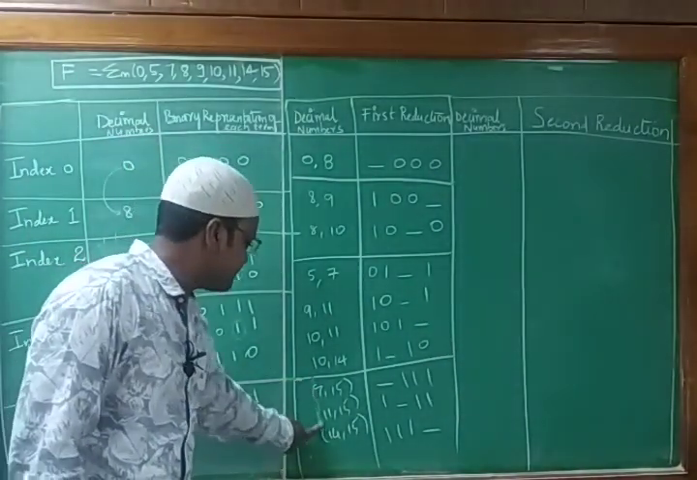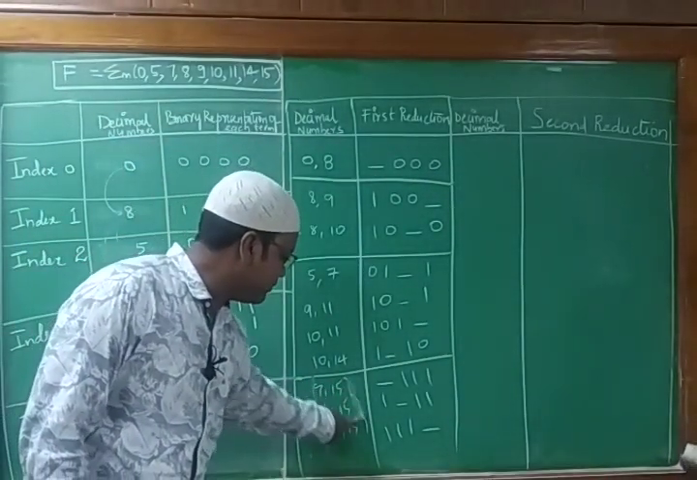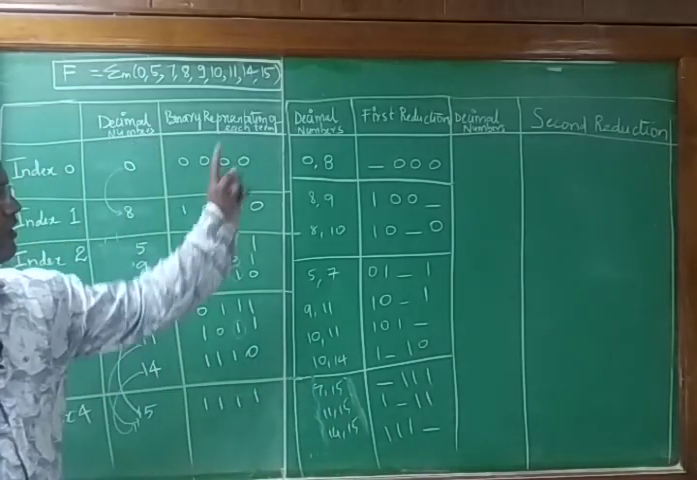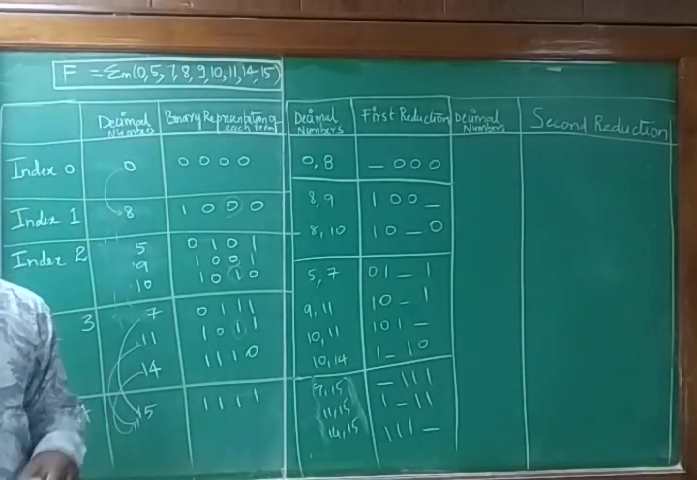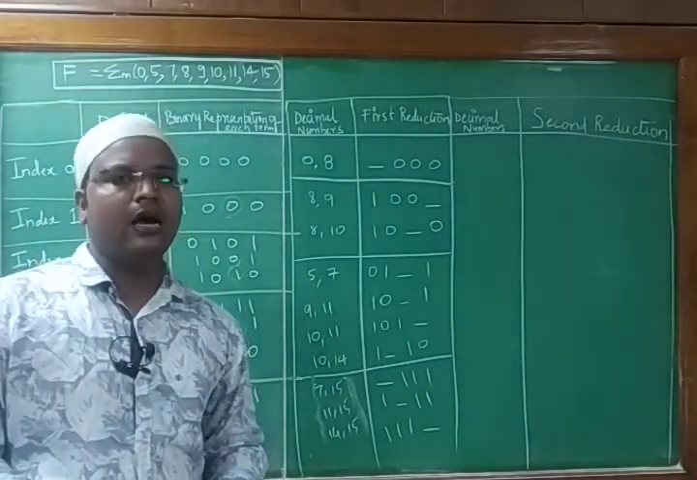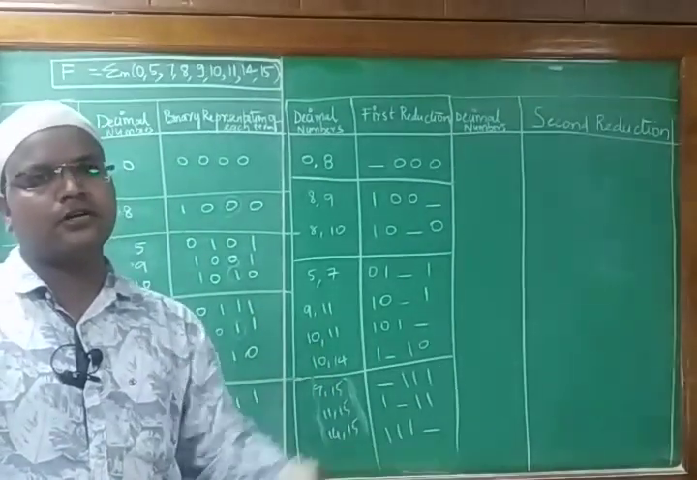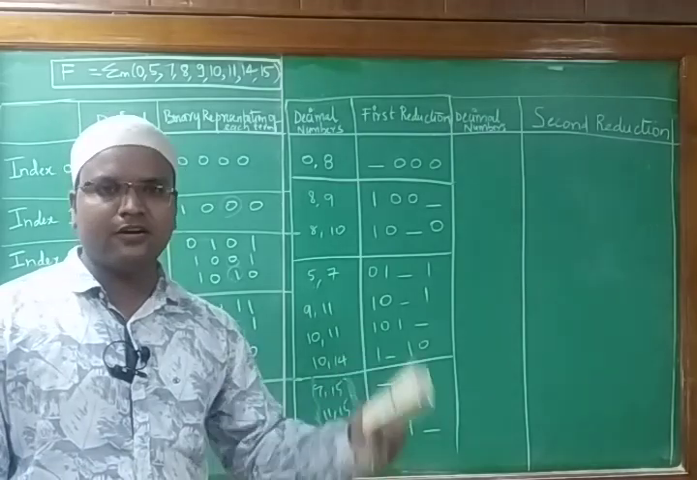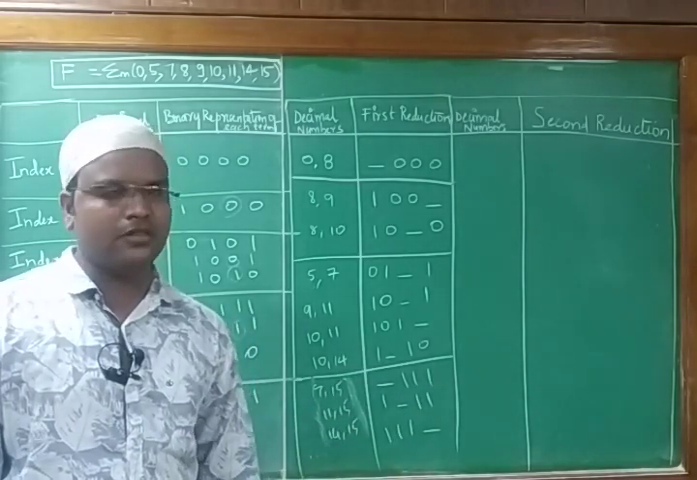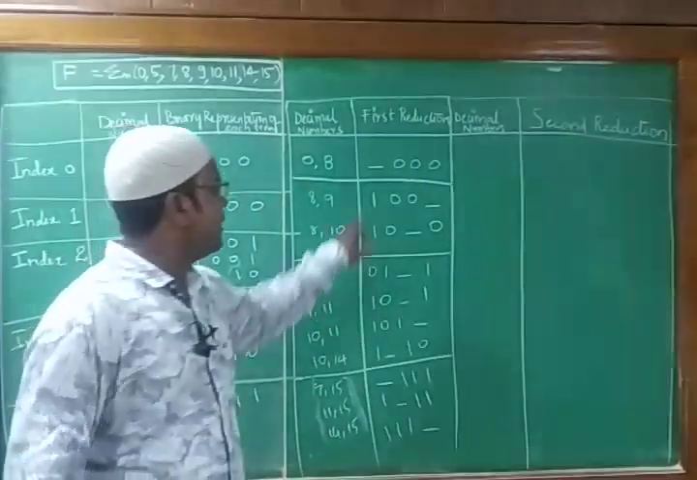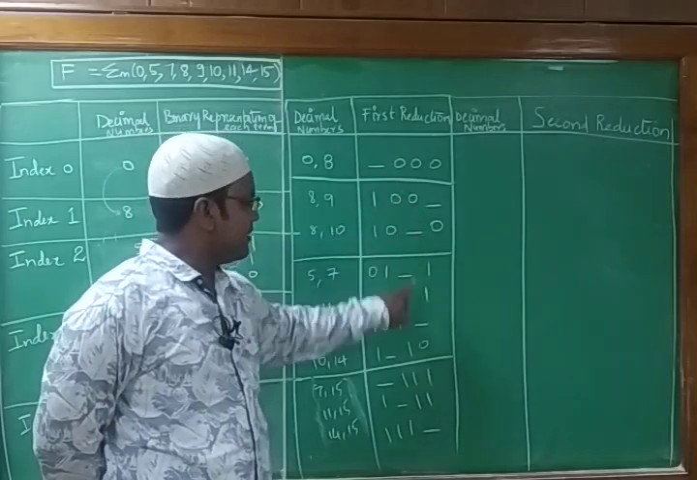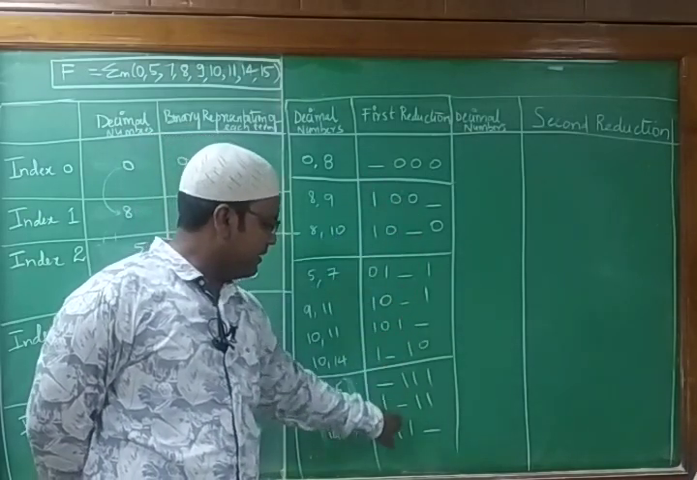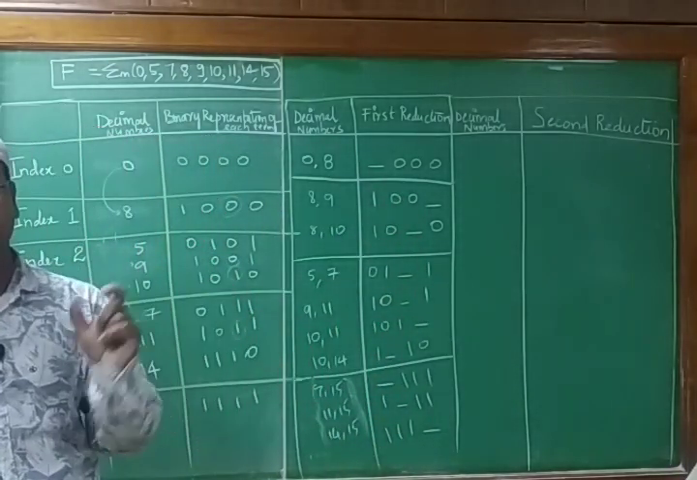Next thing, after writing the decimal numbers, what will we do? We'll try to go for the second reduction. So how many times do you have to do this kind of reduction? Until and unless no further comparison is possible. Till that time you have to go for second, third, fourth, like that kind of reduction. So in that first reduction, as you can see, only a single bit needs to differ. Everywhere there should be a difference of only a single bit.